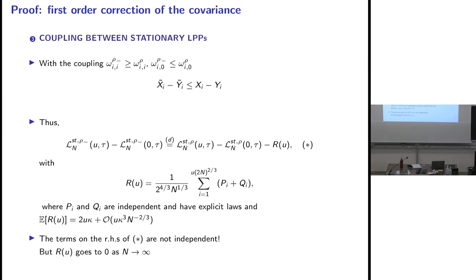And this rest is given by a sum of these pi and qi random variables, which are independent and explicit. So it is possible to estimate this term by estimates of random walks.